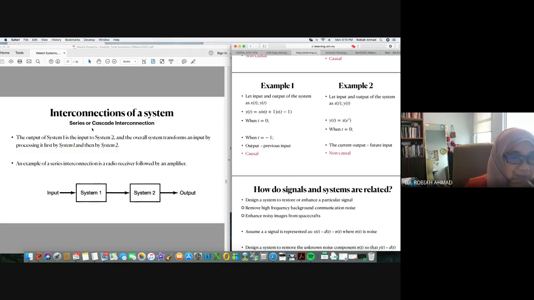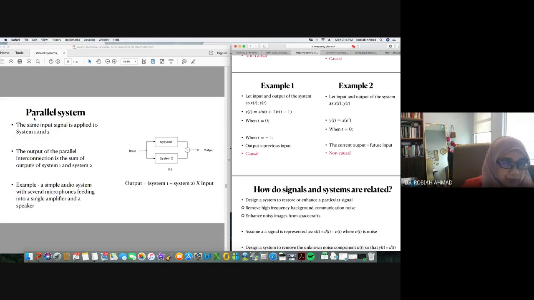Interconnection of systems, series or cascade. The output of system 1 is the input of system 2. And the overall system transforms the input by processing: input goes into system 1, and the output will come from system 2. So ini kita panggil sebagai series interconnection. Okay, so the output Y will be system 1 times system 2 times input.